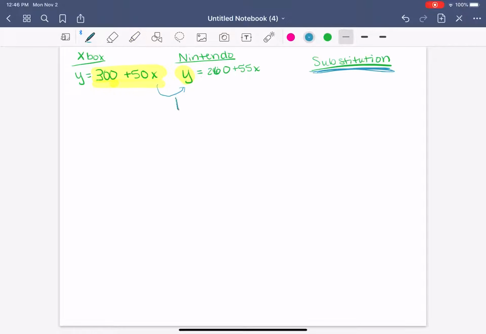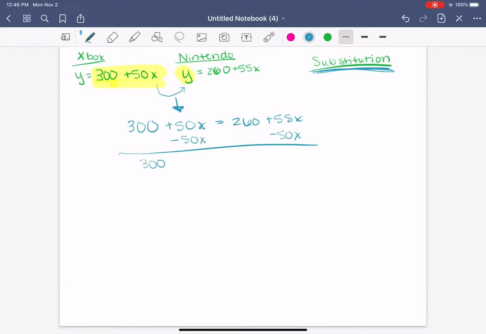That creates a new equation when I do that replacement or substitution. 300 plus 50x equals 260 plus 55x. And now I want to solve for x, find the value of x that makes the two sides of that equation equal. First, I'd like to have my x's on the same side of the equation, so I can subtract 50x from both sides.